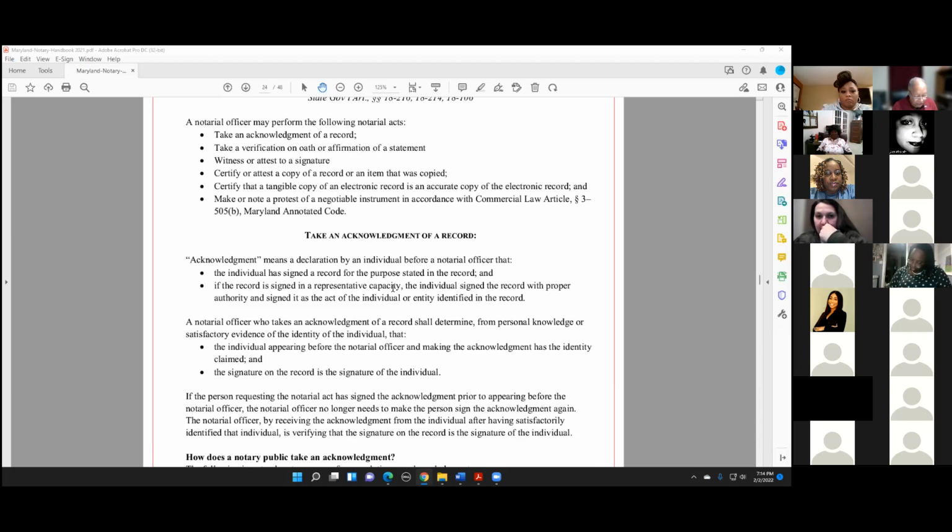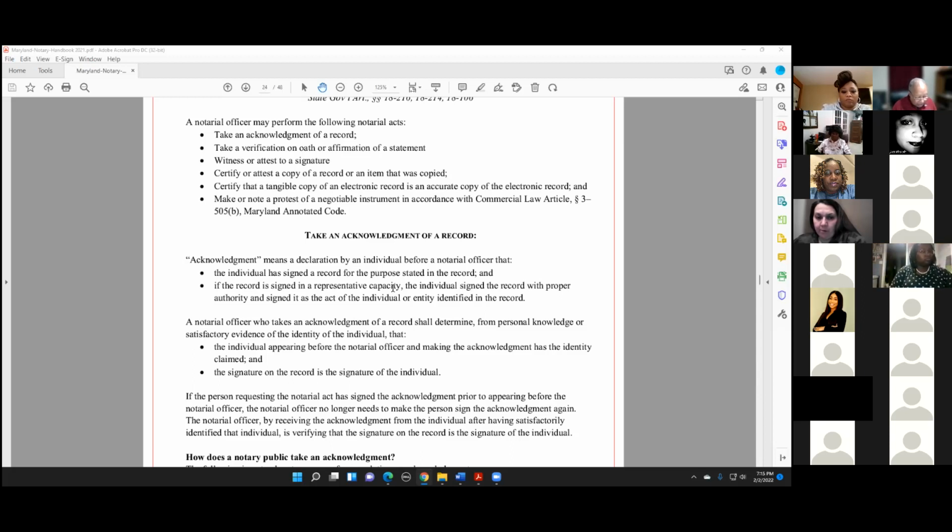A notarial officer who takes an acknowledgement of a record shall determine, from personal knowledge or satisfactory evidence of the identity of the individual, that the individual appearing before the notarial officer and making the acknowledgement has the identity claimed, and that the signature on the record is the signature of the individual. So if someone brings the record to you already signed, you must just identify them as the person who signed the record. And if they sign it in front of you, you know that is the person who signed the record, the person you're doing the acknowledgement for.